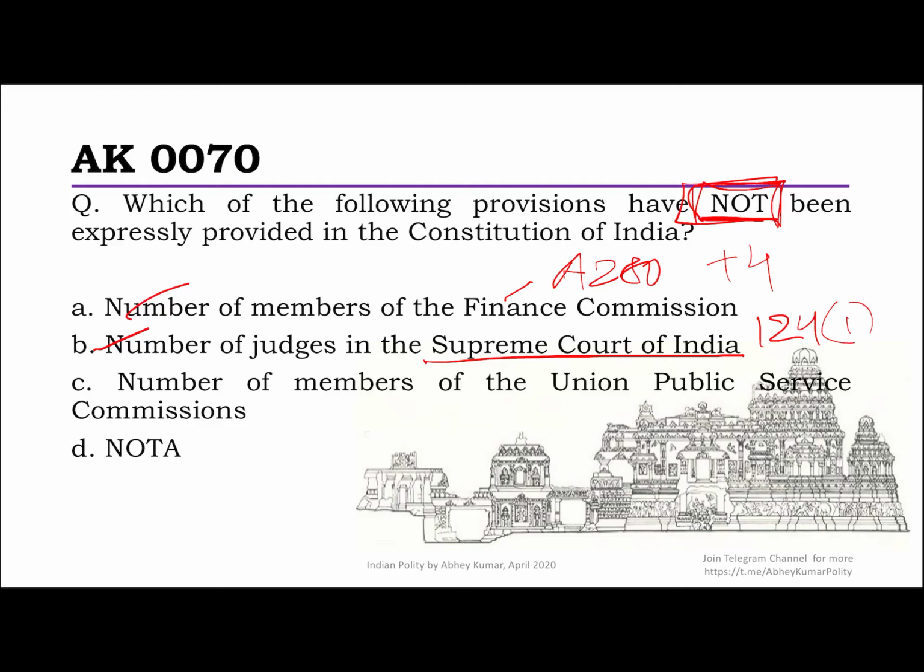Third option says number of members of the Union Public Service Commission. Now this has actually been provided nowhere, not even in the Constitution or in the Act. It simply says that such other number as the President decides. In the Constitution of India, you will see that it has not been provided for UPSC, and hence this is a correct option for this question.